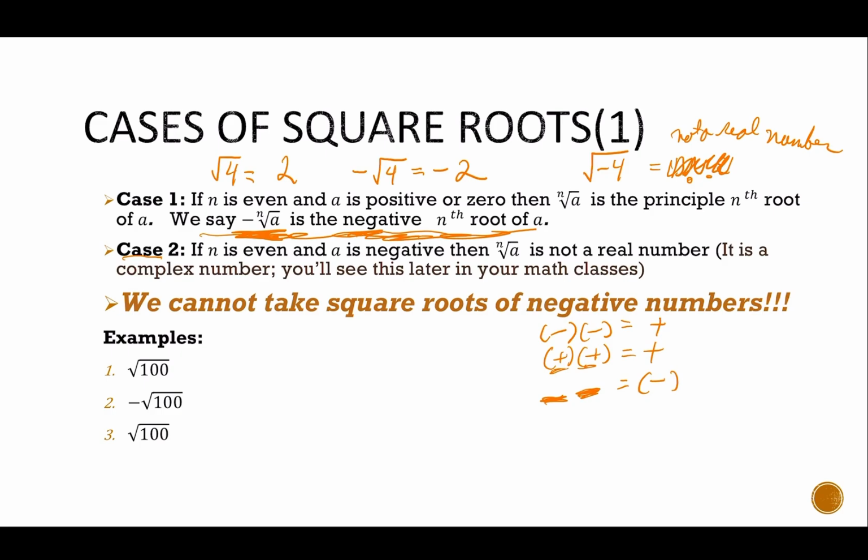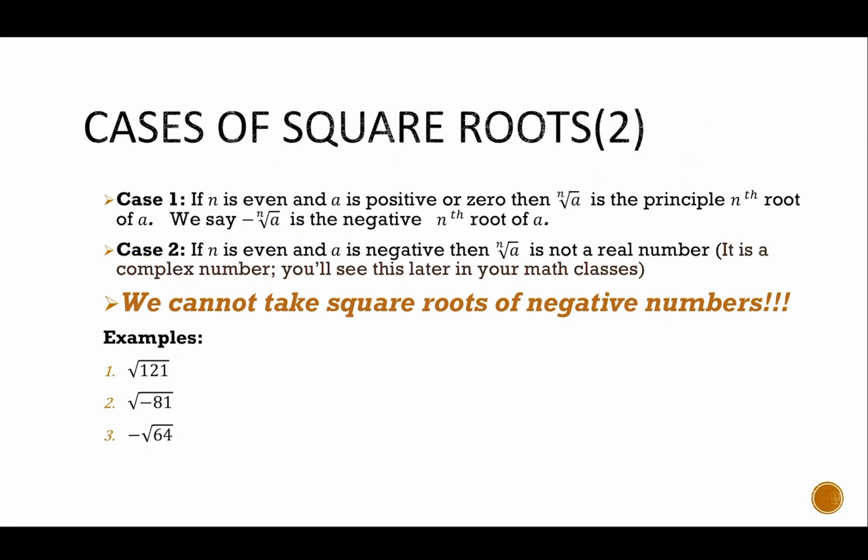So the square root of 100 is 10. The negative square root of 100 is negative 10. And the square root, I think I meant to have a negative in there, the square root of negative 100 is not a real number. Let's do a few more examples.